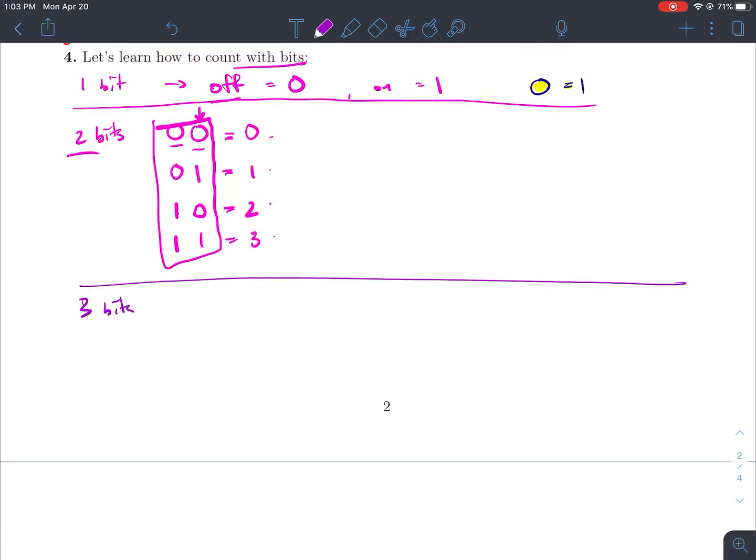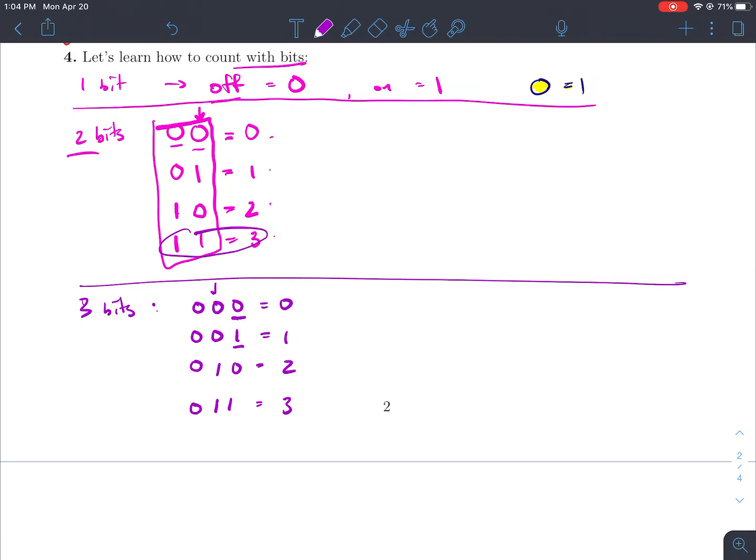With 3 bits, let's see what happens. So we might say, okay, 0, 0, 0 would be 0. 0, 0, 1 would be 1. We want to make 2, but we don't have the ability to put a 2 in that spot because it's either off or on. So instead we have to say, okay, we'll do 0, 1, 0 for 2. And then 0, 1, 1 would be 3.